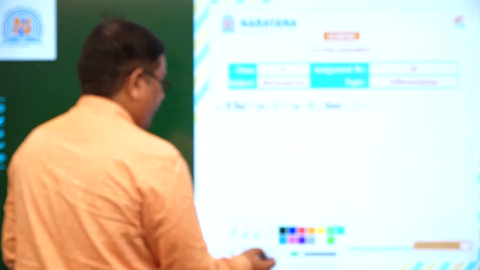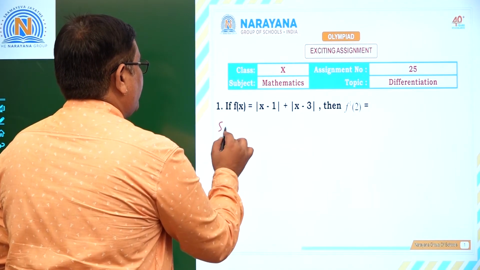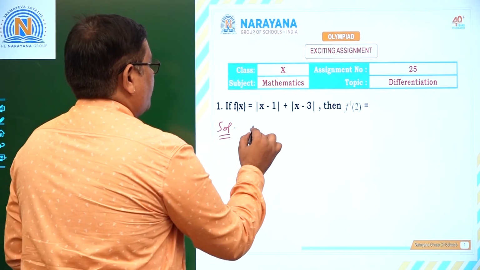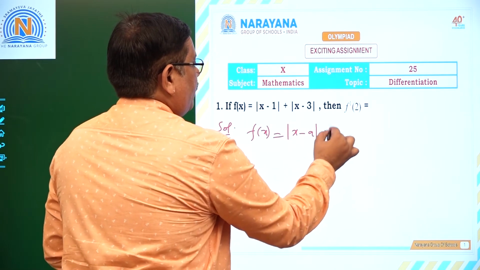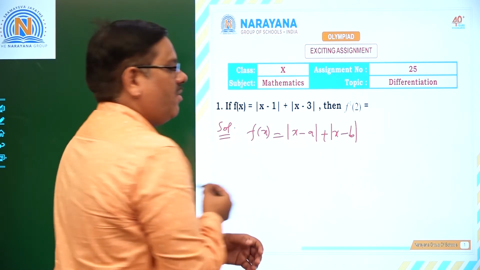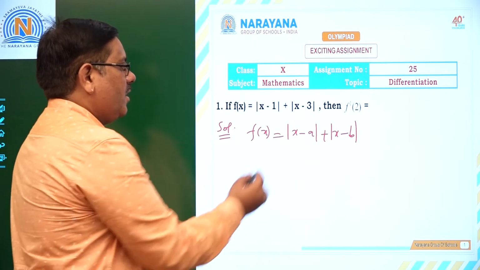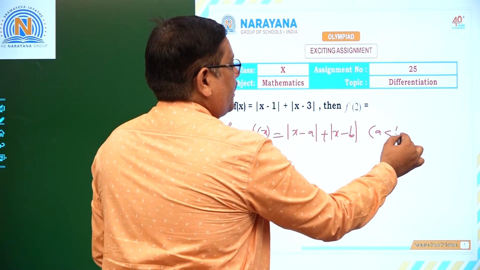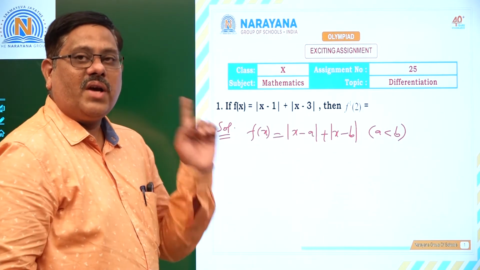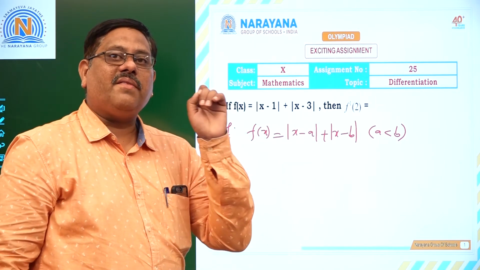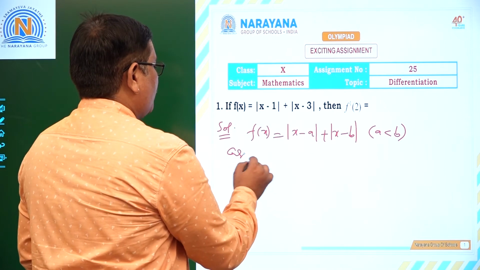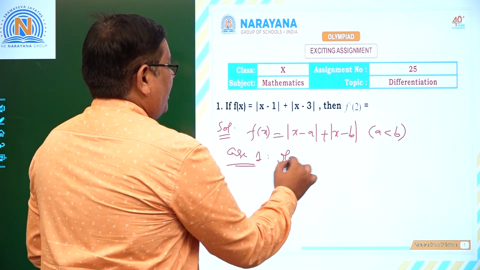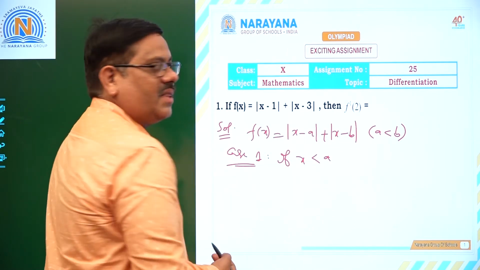Okay, so here whenever you have a modulus function in the picture, suppose you have f of x is equal to mod of x minus a plus mod of x minus b. Suppose you have a function of this kind, and a is less than b. In that case, we have to observe the function using three cases. What is the first case? Case 1, if x is less than a.